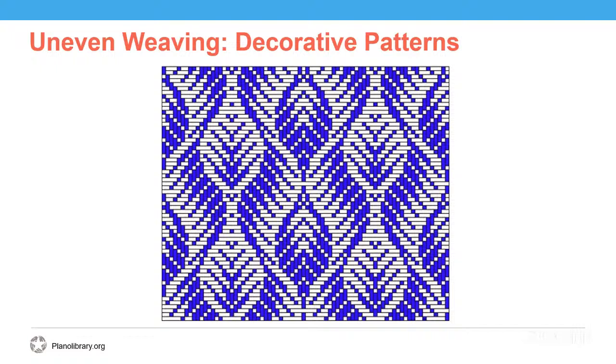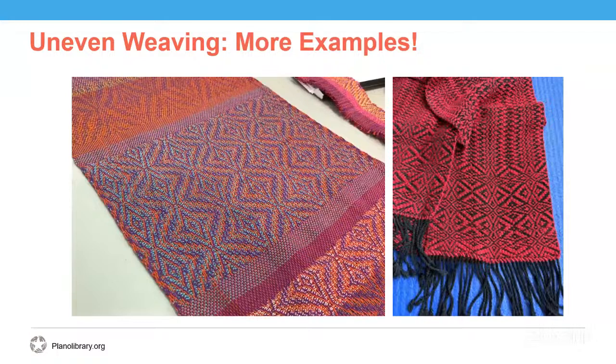So I mentioned that there's lots of weaving terminology. One of those weaving terminologies is draft. A draft is a pattern for weaving. And it's not like a writing draft. The draft is the final product in weaving. And here are just more examples of uneven weaving where we vary the number of unders and overs.